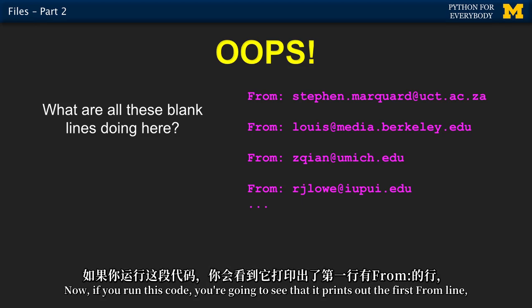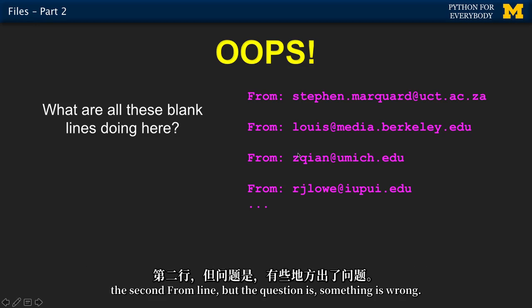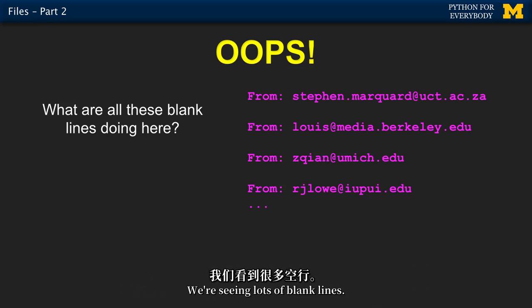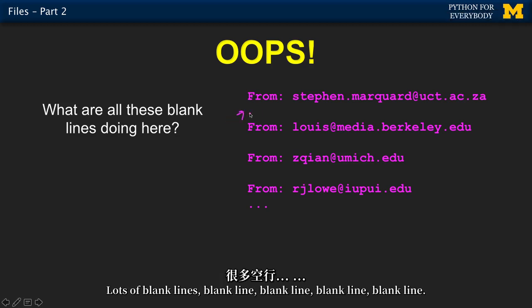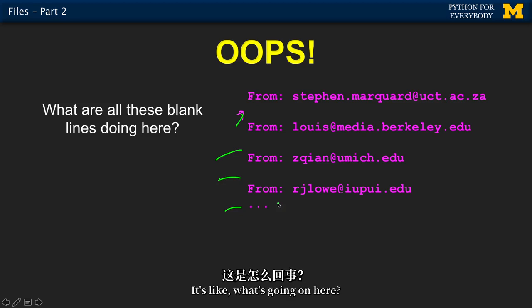Now, if you run this code, you're going to see that it prints out the first From line, the second From line, but the question is, something is wrong. We're seeing lots of blank lines. Blank line, blank line, blank line. It's like, what's going on here?